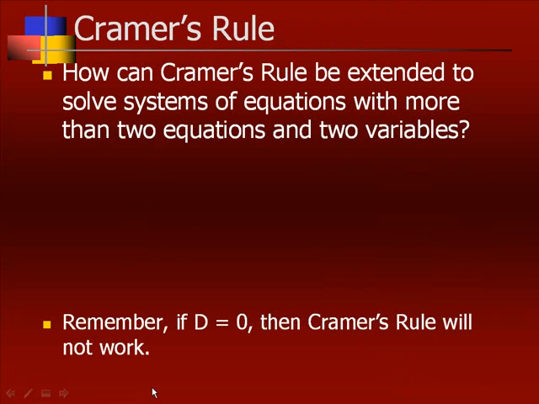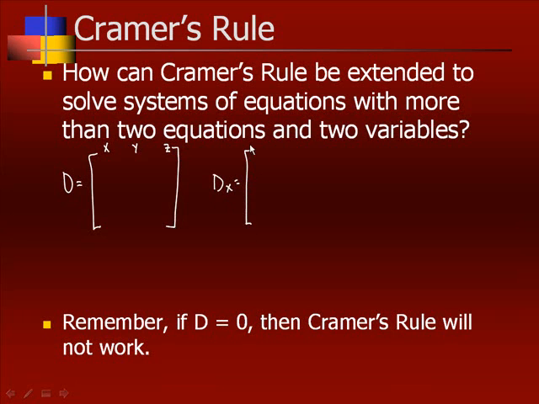Now, how can Cramer's rule be extended to solve systems of equations with more than 2 equations and 2 variables? Well, if there's 3 equations and 3 variables, then instead of having 2 by 2 determinants, we're going to have 3 by 3 determinants. And remember, if D is 0, then Cramer's rule won't work. So what we would have is D as being the X column, the Y column, and the Z column.